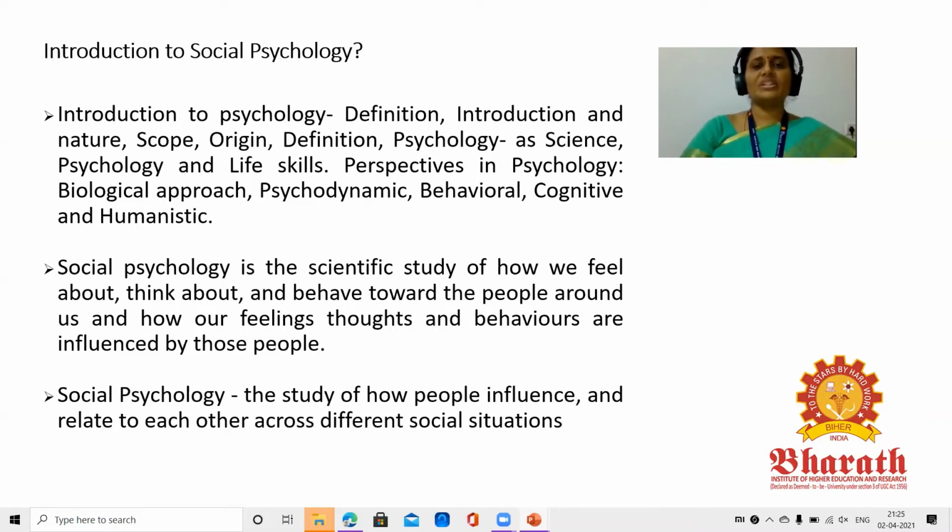Social psychology is a scientific study of how we feel about, think about, and behave toward the people around us, and how our feelings, thought processes, and behaviors are influenced by other people. You can easily understand the definition: what are our feelings, and how we behave in a society.